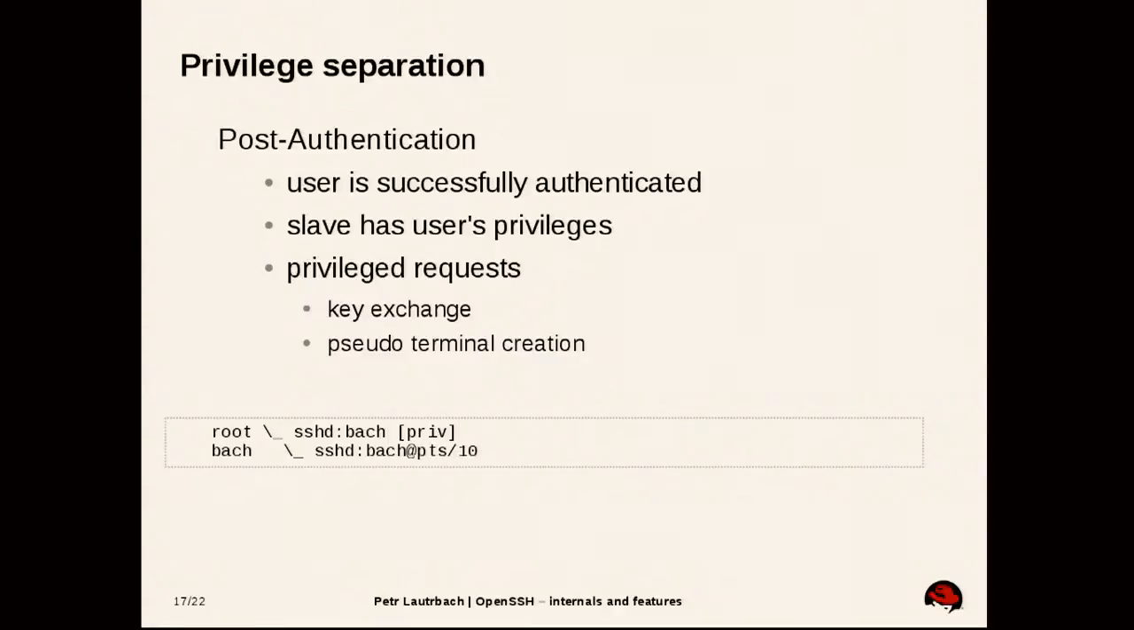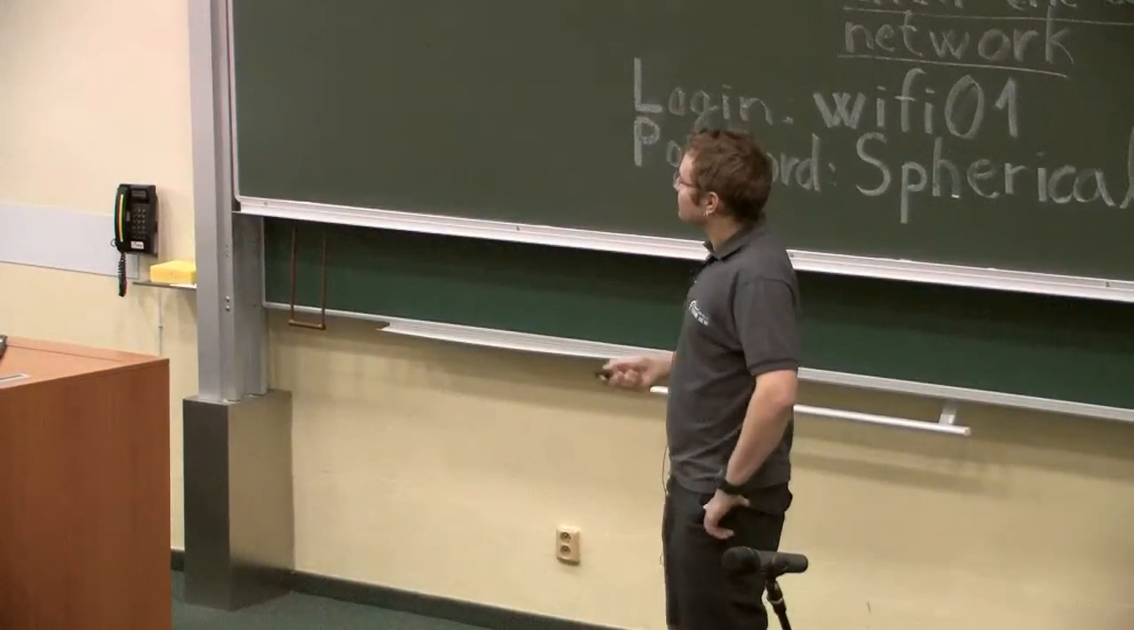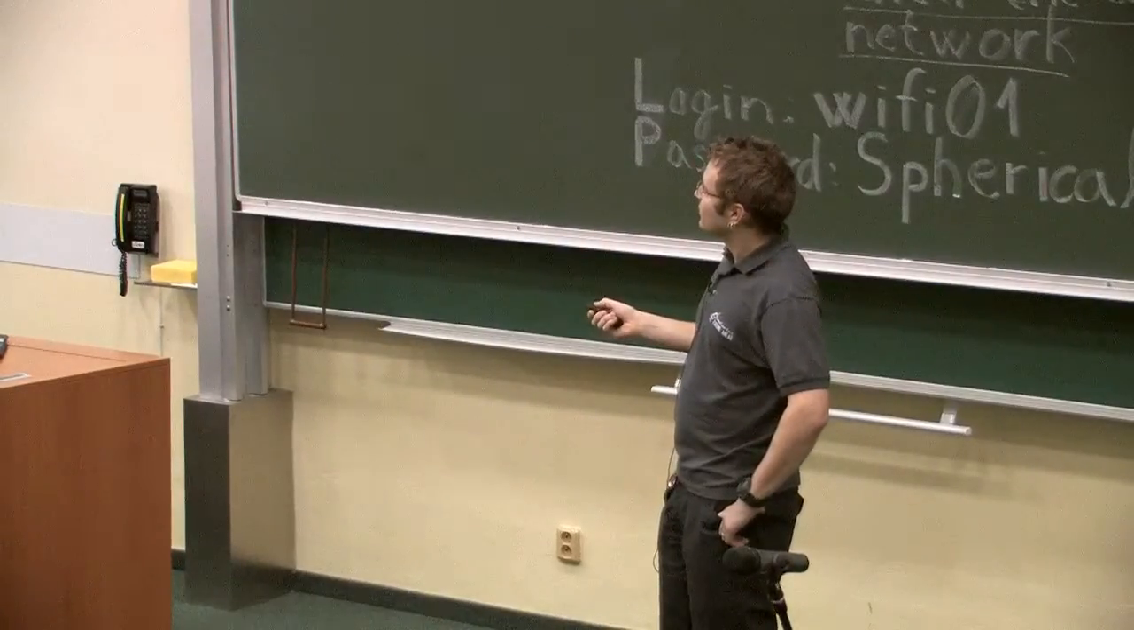The second phase of privilege separation is post-authentication. In this phase, the user is successfully authenticated, so the slave has the user's privileges and UID. In this phase, there are privilege requests again: key exchange, as keys can be exchanged during the session, and pseudo-terminal creation, which is needed for interactive sessions. As you can see, the list of processes changed. Now it shows the username, and the name of the process is pseudo-terminal instead of net. This process is other than this process.